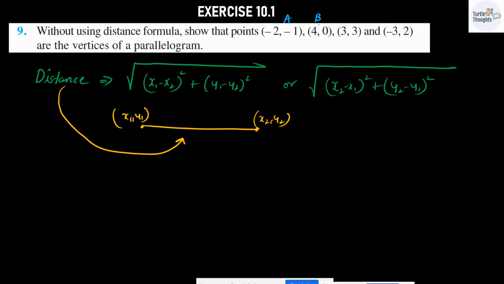Okay, okay, sorry. Without using, right? Okay, so I read the question wrong.